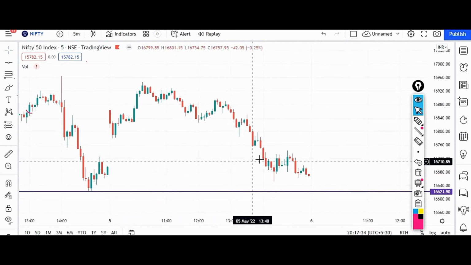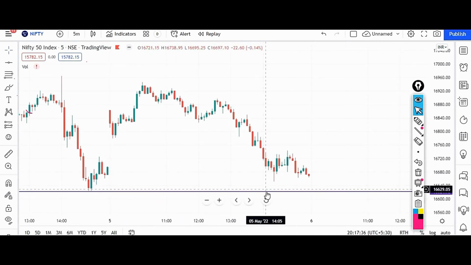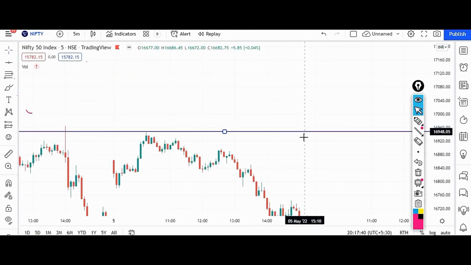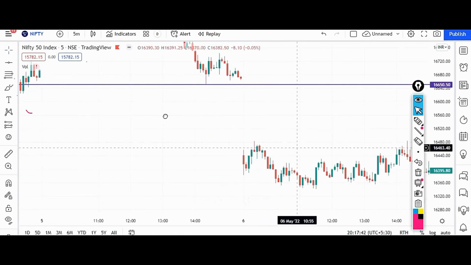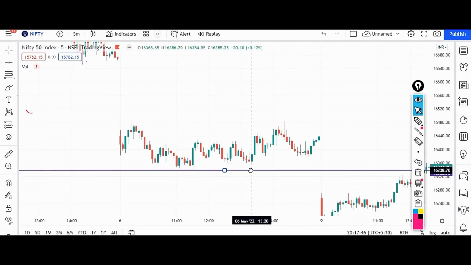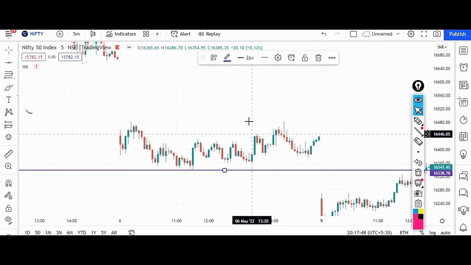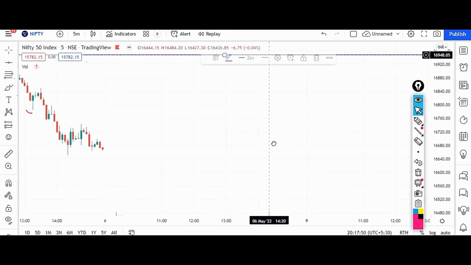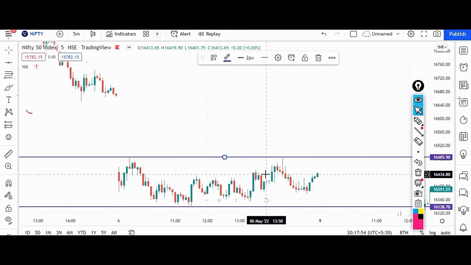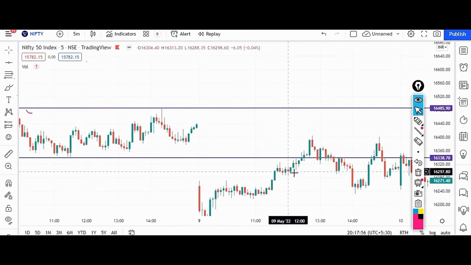The 5th, no trade throughout the day. Let's mark high and low. No trade, because it's opening gap up and gap down. If there is no trade, just don't try to pressurize yourself to find a trade. If there is a trade, then only take the entry.